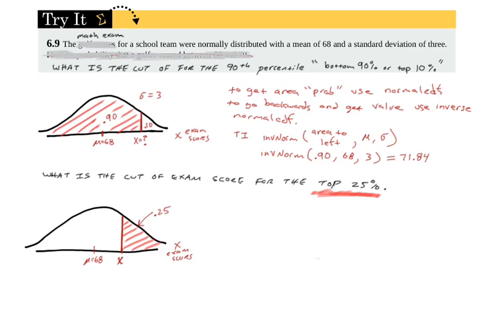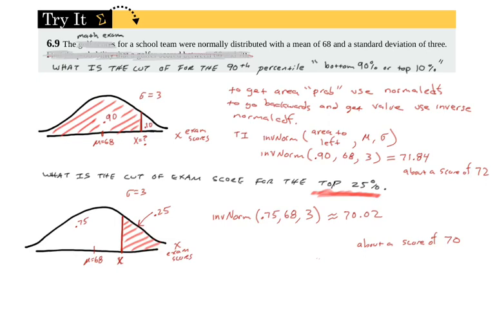And I'm always going to want you guys to make a sketch, right, then figure those out. The sketch is going to be very, very helpful. And so that means we have 0.75. So again, inverse norm, area to the left. Now you recall, that's going to be the complement of that 0.25 there. So it's the difference to get to 1. Your mean is still 68. And then our standard deviation is going to be 3 in this case. And if we plug that into our calculator, that's going to be 70.02. So we need about a score of 70. And for that top one, just to clarify, probably about a score of above 72 or so.